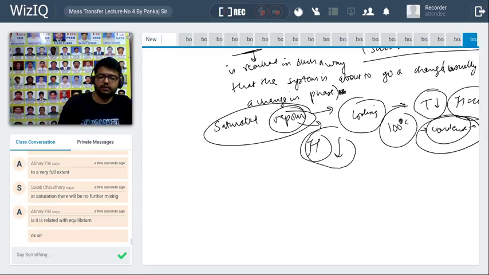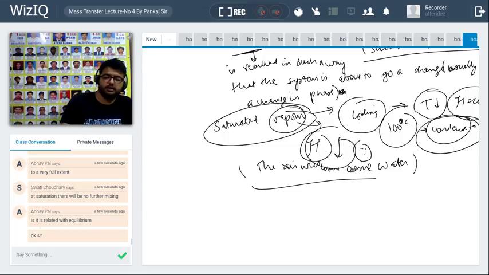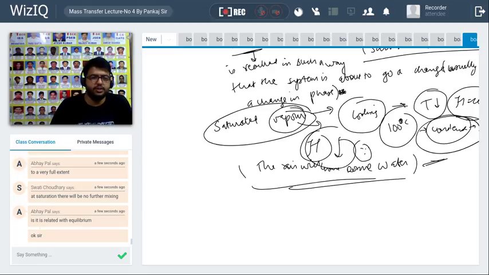H will get reduced because the air will lose some water. So yes, the humidity has changed. Now, how is it related to equilibrium?